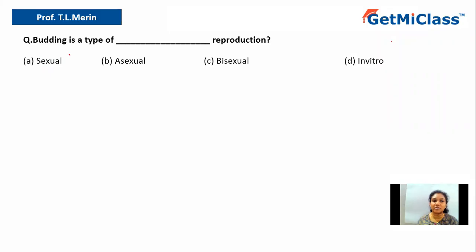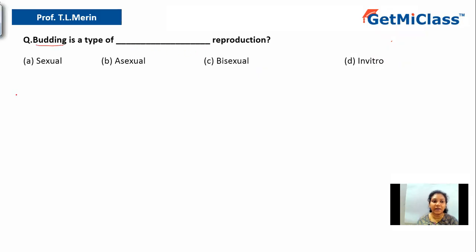Today we are going to solve this question which says budding is a type of dash reproduction. Option A, sexual. Option B, asexual. Option C, bisexual. Option D, in vitro. Okay, so let us understand the question. It says budding is a type of dash reproduction.